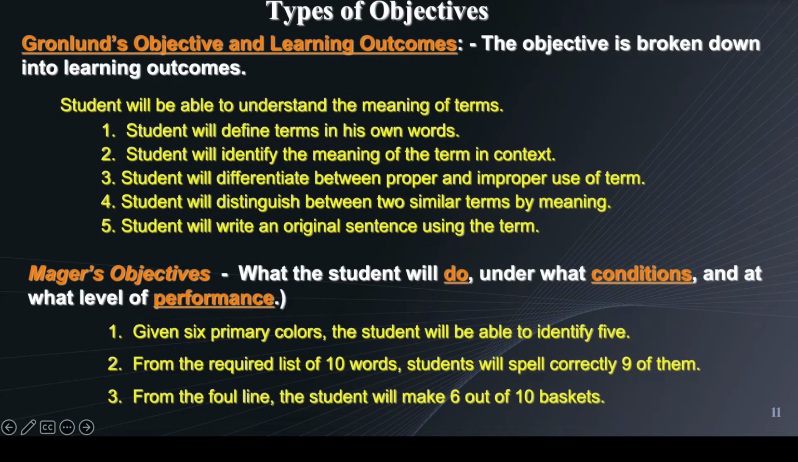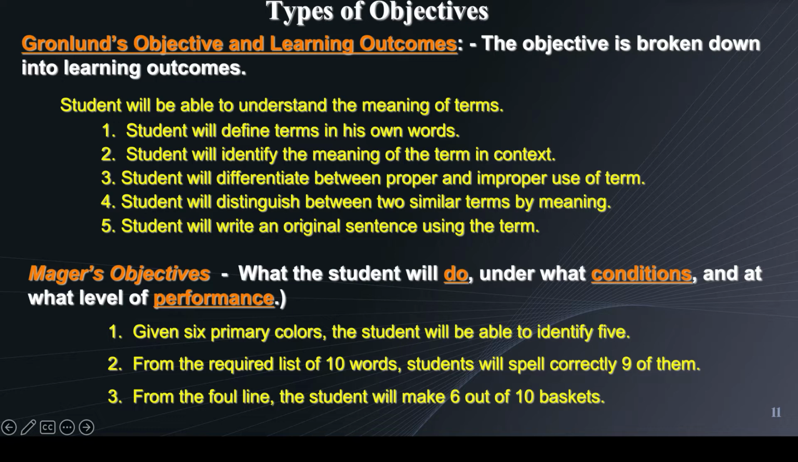And there are two ways of writing those objectives. One way is broken down into learner outcomes, and this is the way most curriculums are written. It starts with student will be able to, and basically you decide what they will be able to do. And then another way of looking at objectives is to tell the student what they're going to do, under what conditions, and at what level of performance you will expect.